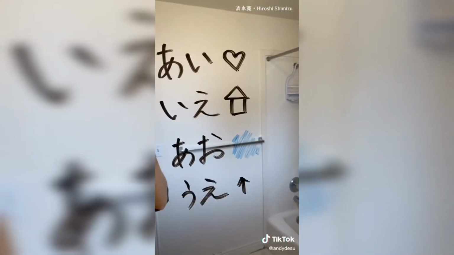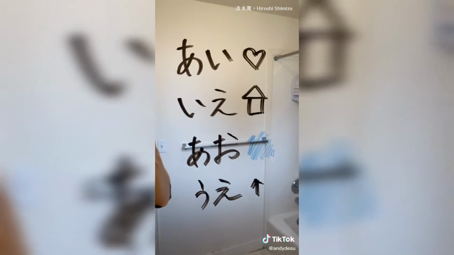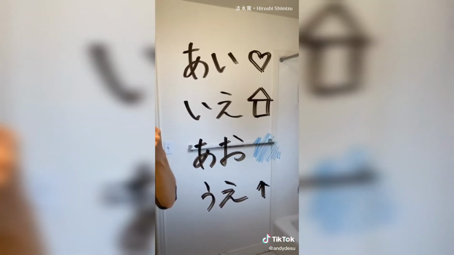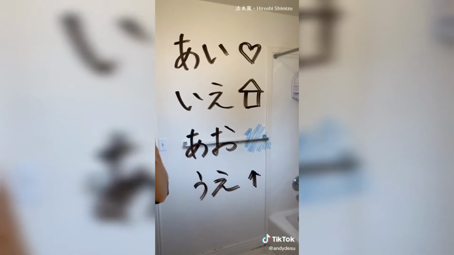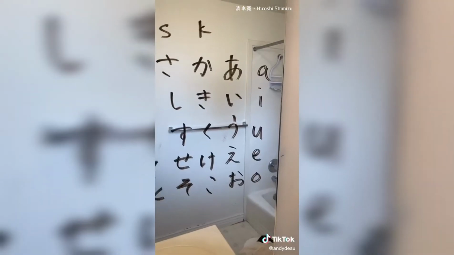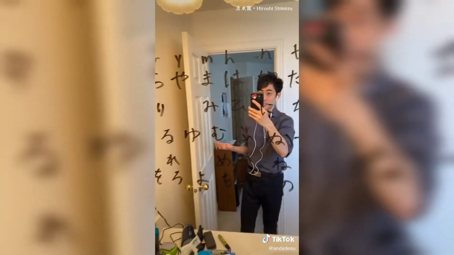A few example words are ai, which means love, ie, which means house, ao, which means blue, and ue, which means up. In the next lesson, we'll learn the rest of the Japanese alphabet.